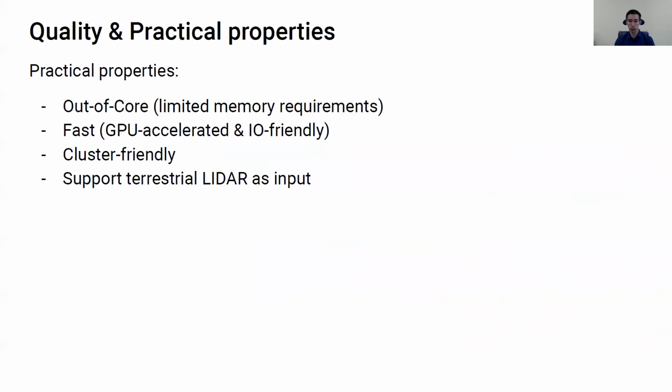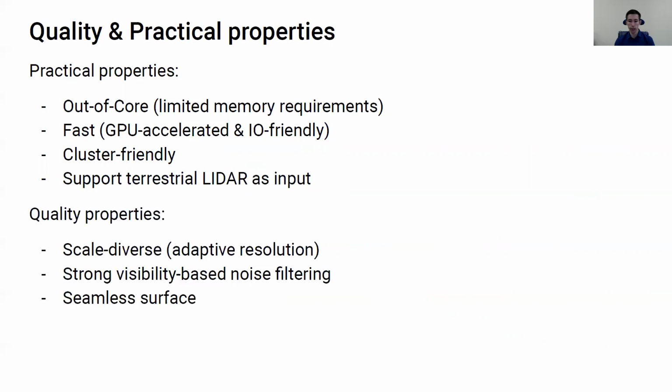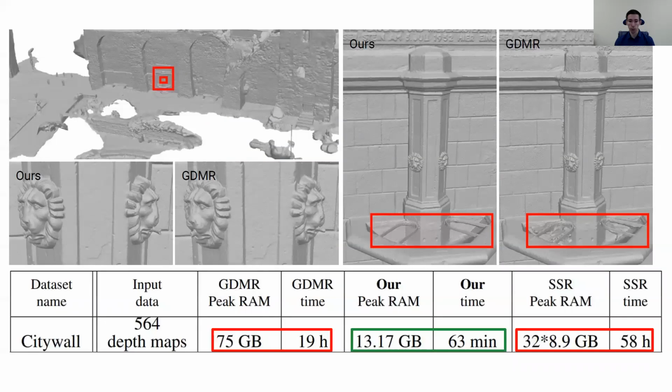The resulting method works out of core, is fast due to the GPU acceleration, and has I/O-friendly disk access. It can be run on a cluster and can also process depth maps obtained from LiDAR scanners. Also, the reconstruction adapts to resolution scale diversity, filters noise well, and produces a seamless surface. Compared to previous methods, our method is much faster with comparable or better reconstruction quality.